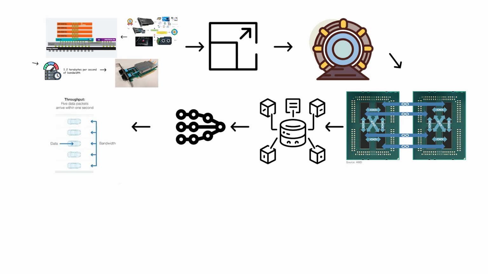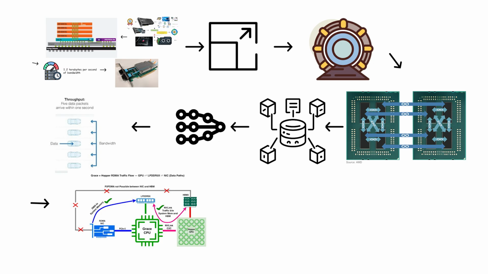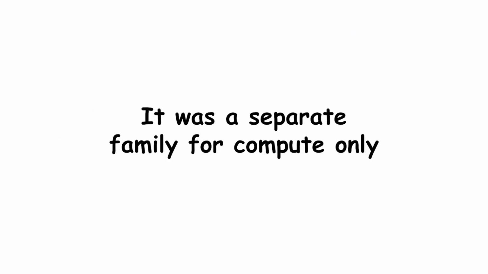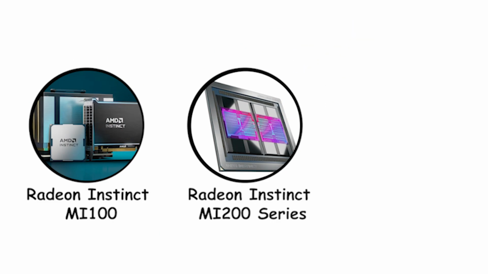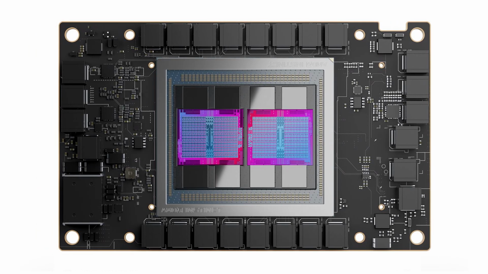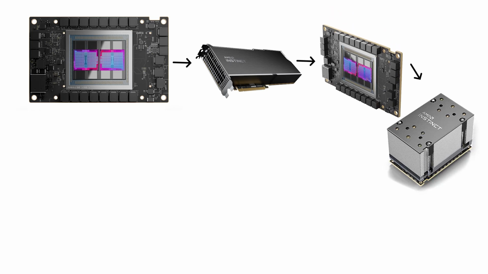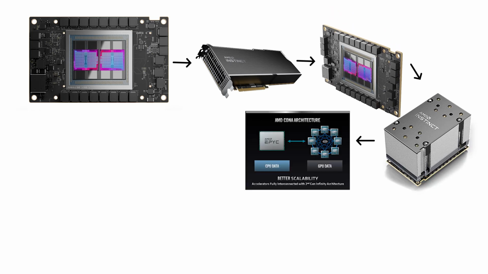The compute throughput was enormous for its time, but the architectural shift mattered more than the raw numbers. CDNA was no longer part of Radeon graphics. It was a separate family for compute only. Radeon Instinct MI200 series. Then came the Instinct MI200 series, the MI210, MI250, and MI250X, based on CDNA2.